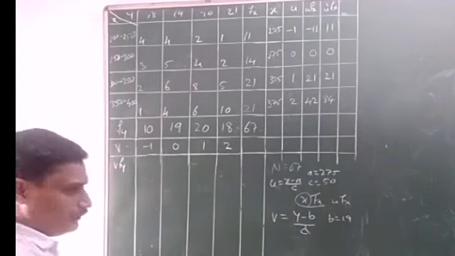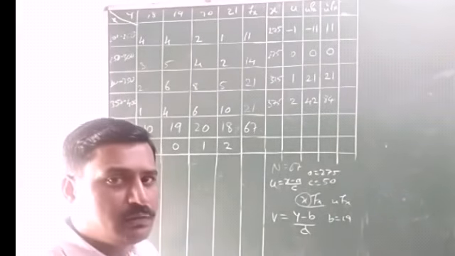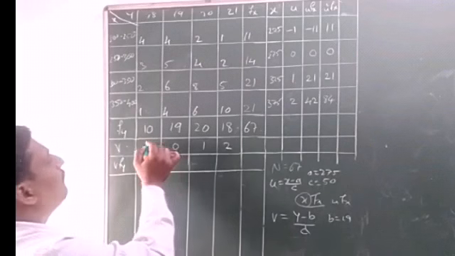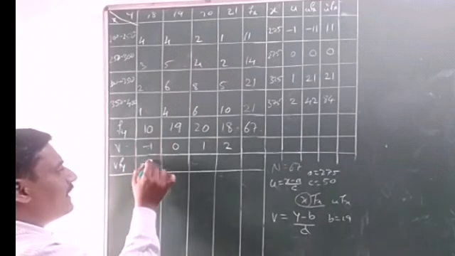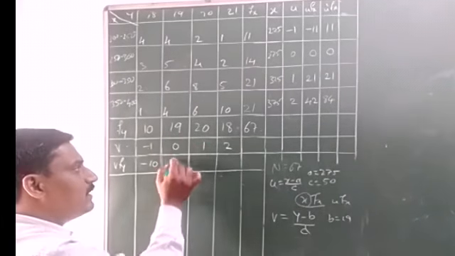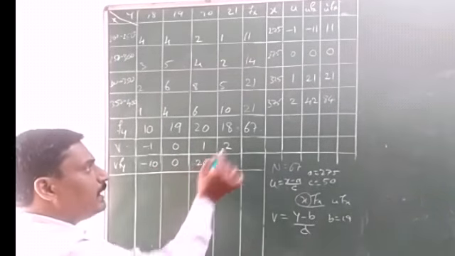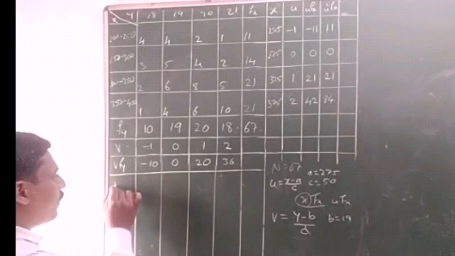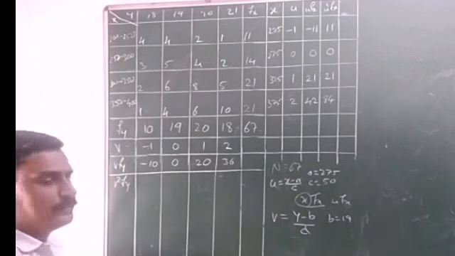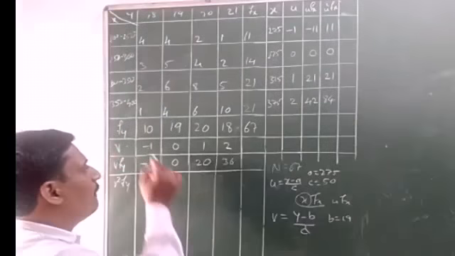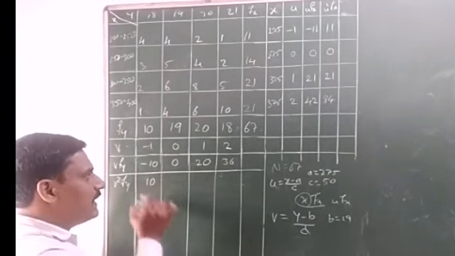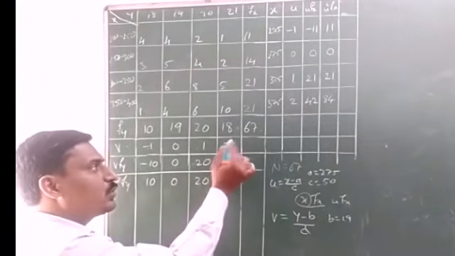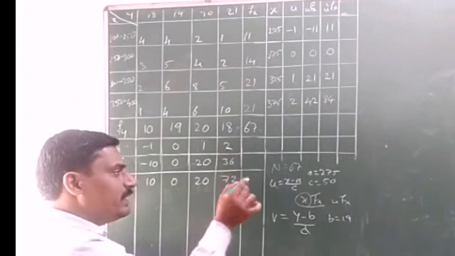And calculate the remaining columns. Y is replaced by V now, so instead of y fy we have v fy. That is minus 1 into fy, which is 10, so minus 10. 0 into 19 is 0. 20 into 1 is 20. 18 into 2 is 36. Then v square fy. So square the v column: minus 1 square is 1, 1 into 10 is plus 10. 0 square is 0. 1 square is 1, 1 into 20 is 20. 2 square is 4, 4 into 18 is 72.